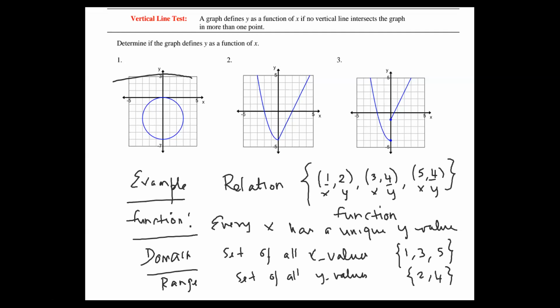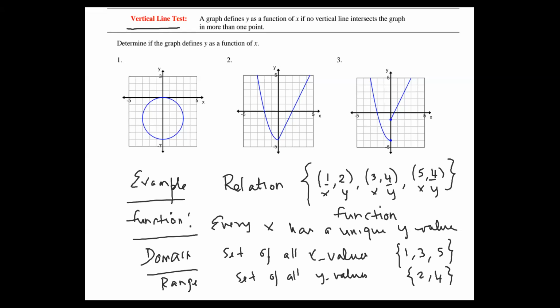So I'm going to go over problems 1, 2, and 3. I'm going to erase this. If you want to check whether a graph is a function or not, we are going to use the vertical line test. What it says is that a graph defines y as a function of x if no vertical line intersects the graph in more than one point.